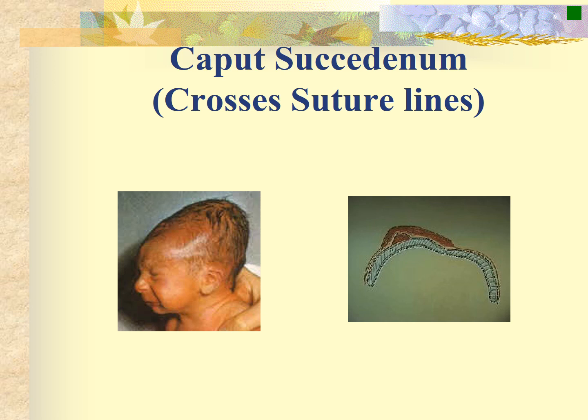As you see, caput crosses the suture line. There's a suture line there. It's not limited to one side because it's the soft tissue above the suture that has actually been pushed up. If this were a cephalohematoma, it would have occurred down here, and it can't cross that suture line. It would be limited to one side or the other.